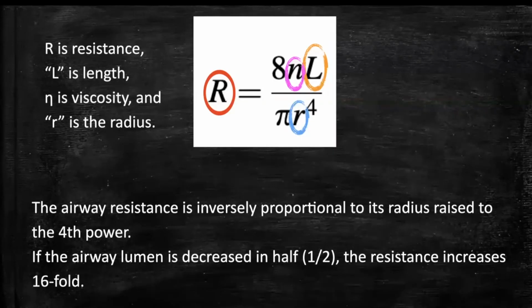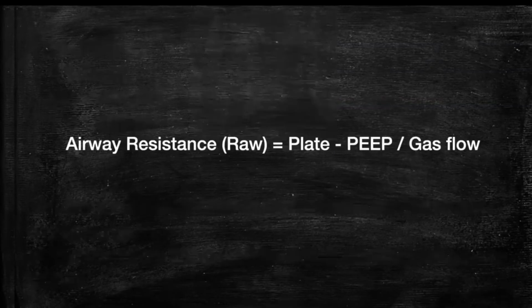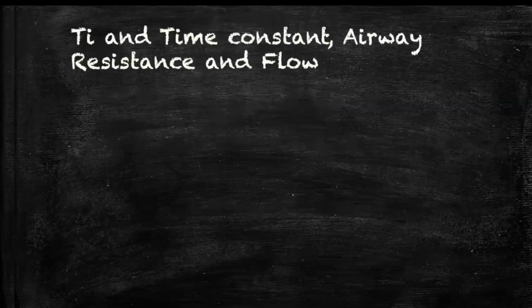We need to always remember to intubate with the appropriate size endotracheal tube. A smaller size endotracheal tube will increase the airway resistance tremendously, leading to problems of ventilation. Airway resistance is also calculated by plateau pressure minus PEEP, divided by gas flow.